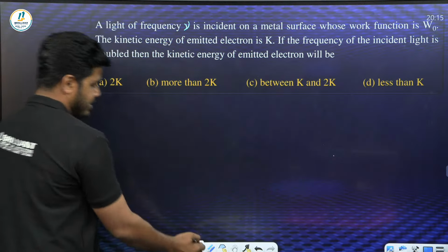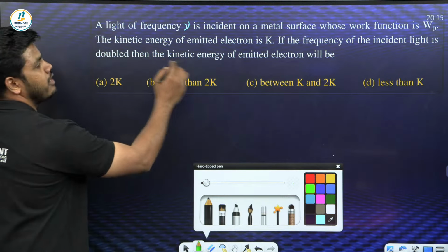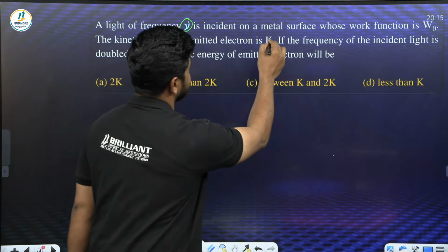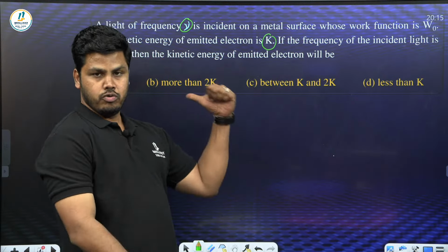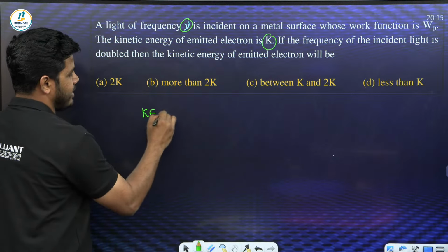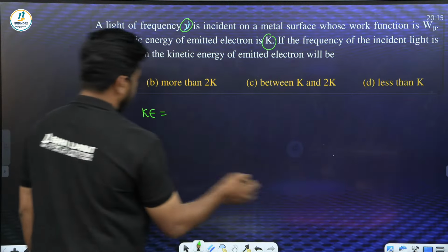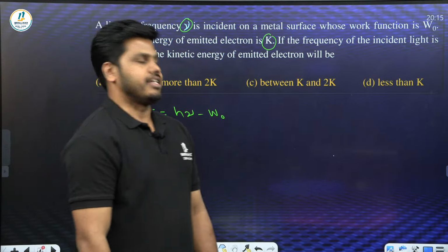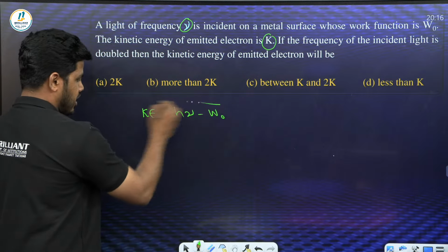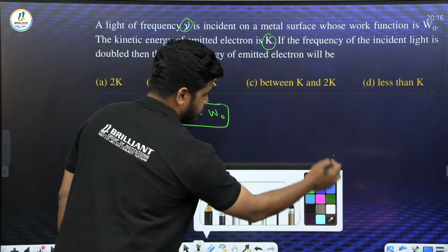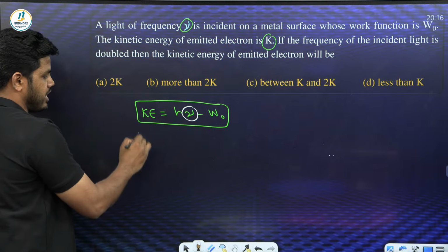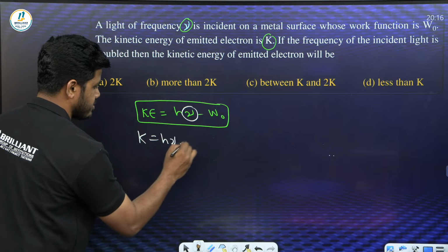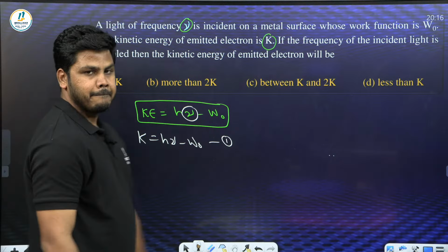Initially the incident frequency was ν. At that time, we got the kinetic energy of the emitted electron as K. As I told you just before, the kinetic energy equation is KE = hν minus work function. That is the basic equation we have to use. The question says when the frequency was ν, the kinetic energy is just K. So we can say K = hν − W₀. Equation number 1.